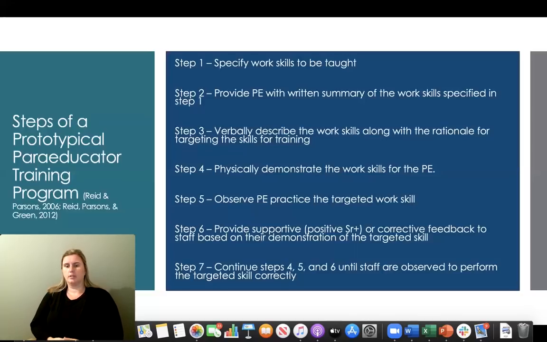So as you identify and specify work target skills, provide written summaries and explanations as to the what and the why of the skill that they're going to be teaching, demonstrating the skill, observing their practice, and of course, following that, providing supportive or corrective feedback based on that implementation, in order to shape up those specific performances. And of course, continuing with steps 4, 5, and 6 until a specific criterion for implementation or mastery criterion has actually been reached.